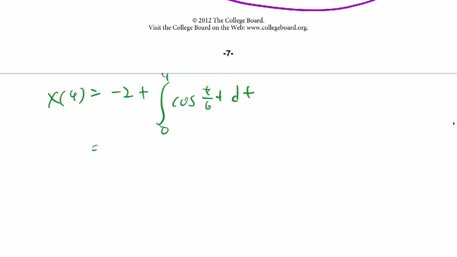From here, it's going to be negative 2 plus this entire integral. Now the integral of cosine of anything is just sine, but we need to multiply by the reciprocal of this fraction to cancel out that chain. So it's going to be 6 over pi sine of pi over 6 t. Notice how we got there. Take this derivative, you're going to have a pi over 6 term, and you need to cancel it out. How do you cancel out pi over 6? Multiply it by 6 over pi, the reciprocal. And we're going to do this from 0 to 4.